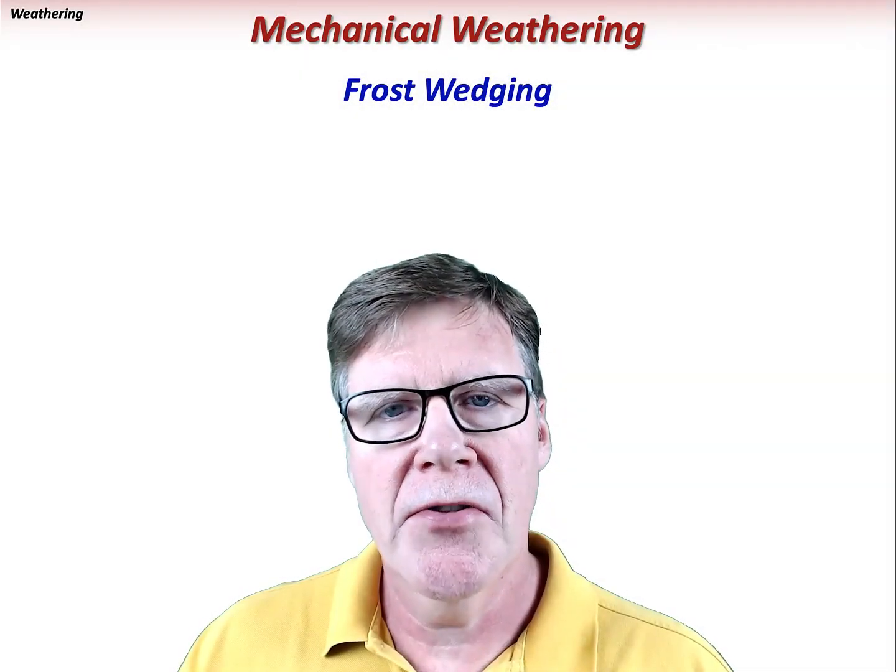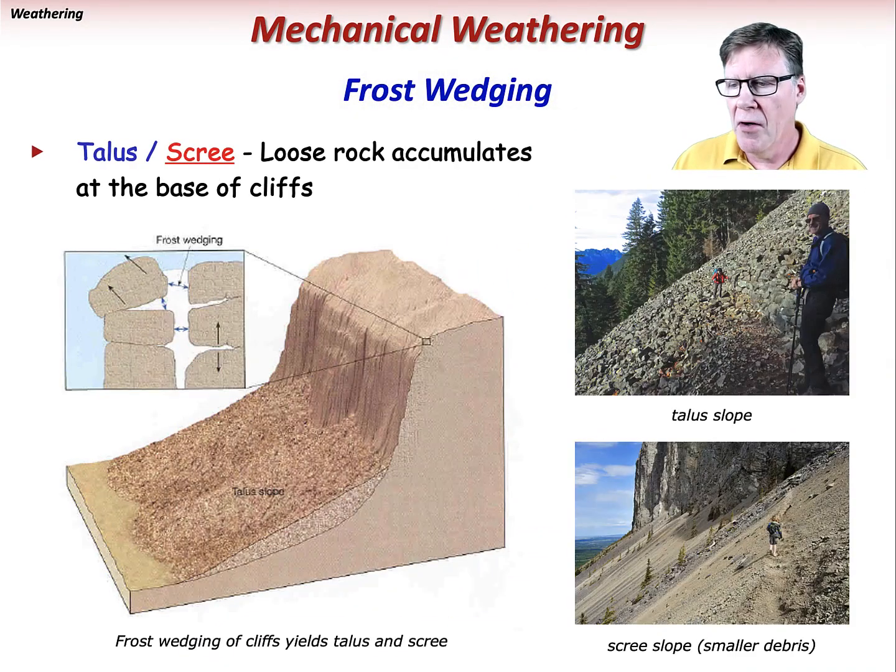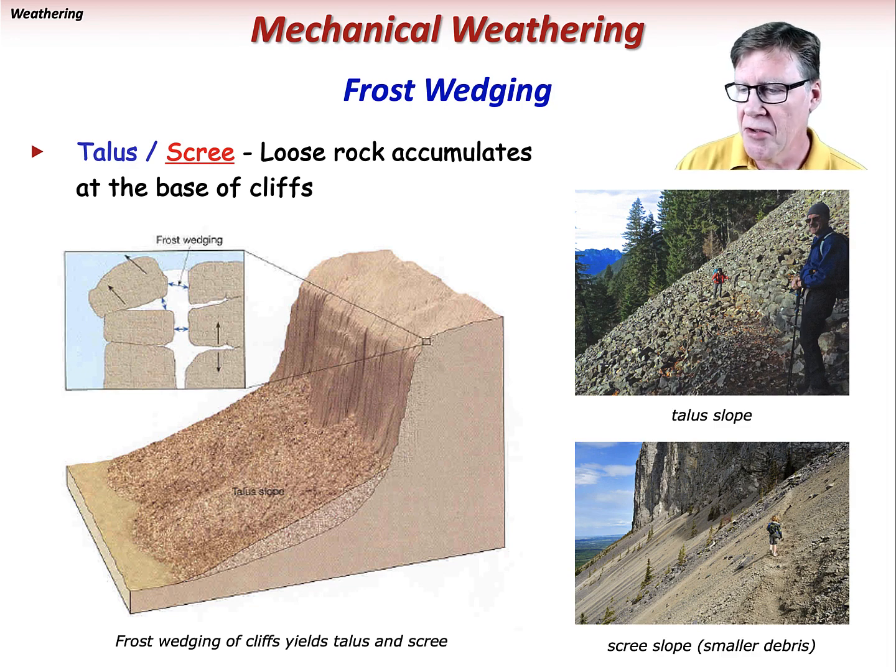Frost wedging that occurs along cliffs produces falling rock debris that accumulates at the base of the cliff. This rock debris pile is called talus, which typically forms a steep talus slope. If the debris is relatively fine-grained, it is referred to as scree. Exercise caution if you are hiking on a talus slope and you notice it is layered with relatively fresh debris. That may mean recent rockfall and rock avalanche activity.